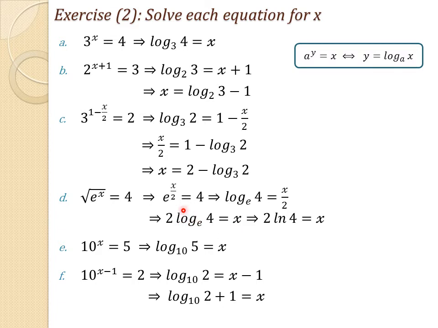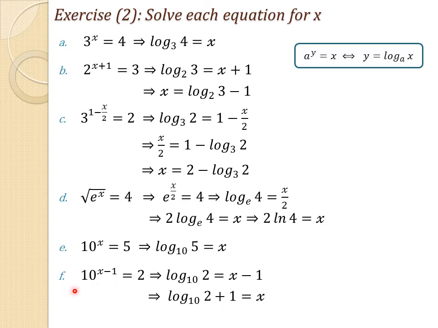And for any logarithm, if the base is e, this is the natural logarithm ln. So we write 2 ln 4 equal x. And this is what we wanted in the form of x. E, 10 power x equal 5, exponential form, very easy. Just directly make it logarithm 5 base 10 equal x.